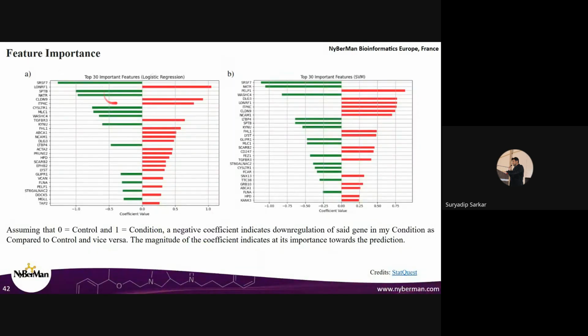Similarly, for this gene, LNRF1, this one is driving the prediction more towards the positive class, or the disease class. So this gene, which has a higher coefficient, is upregulated in my condition with respect to my control. This gene, which has a negative coefficient, is downregulated in my condition with respect to control and pushes the prediction more towards the negative class. And the magnitude tells us how important they are, how influential they are for our prediction.